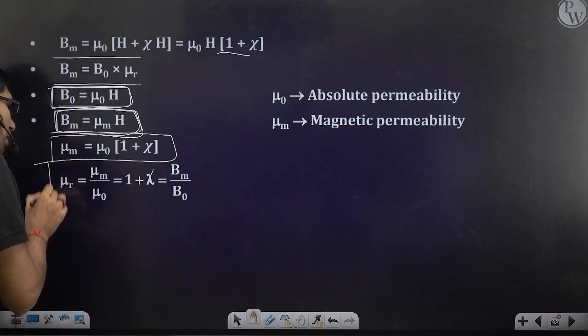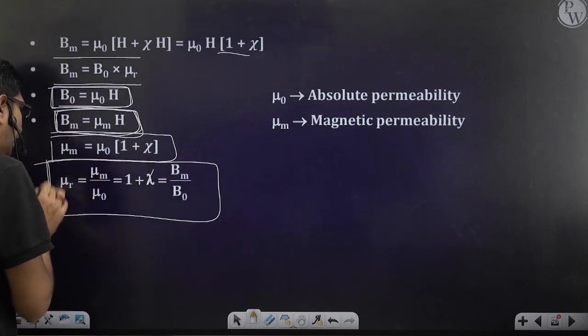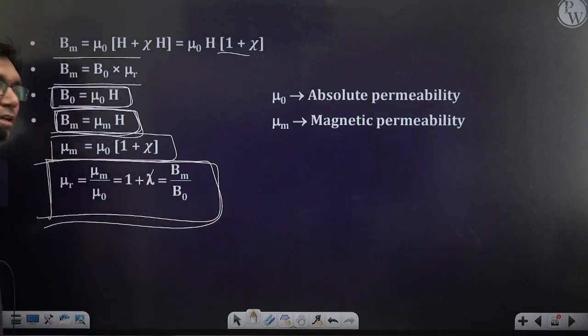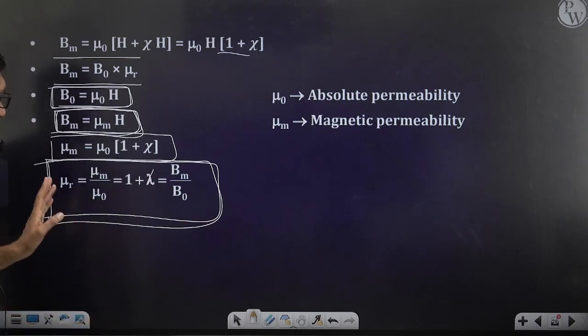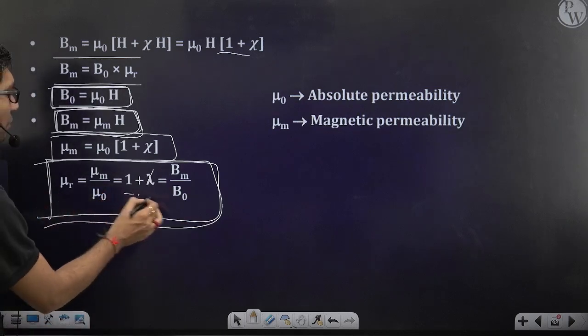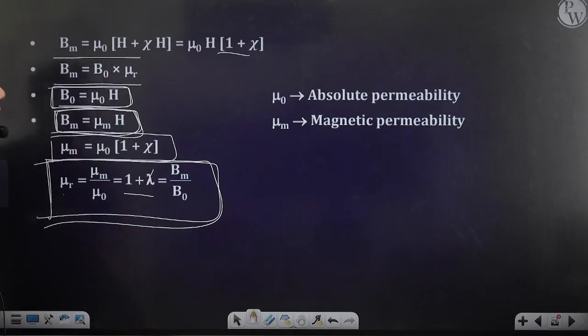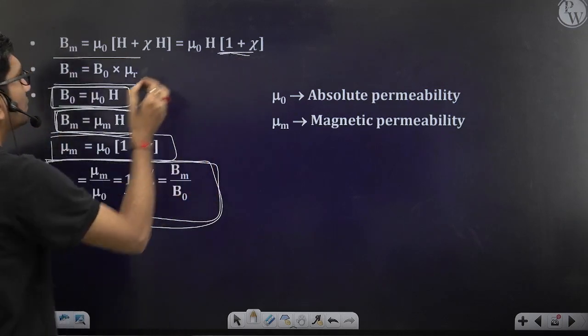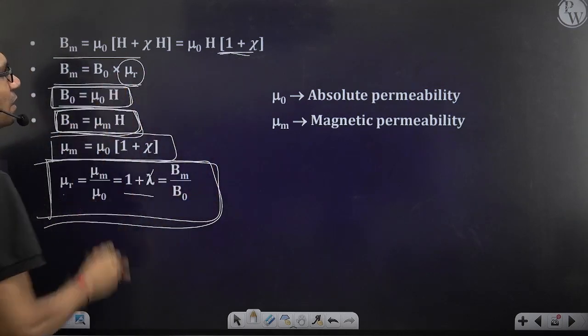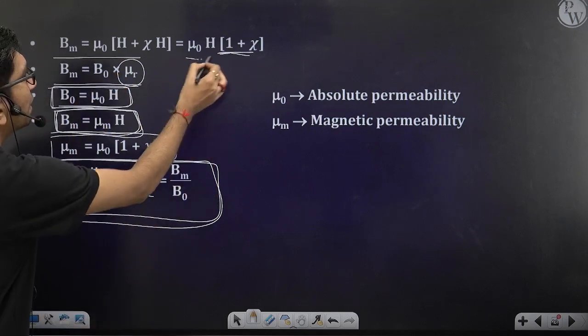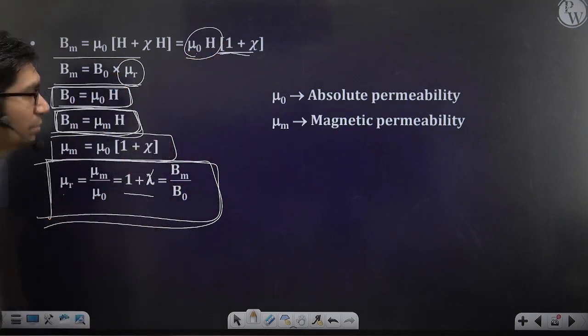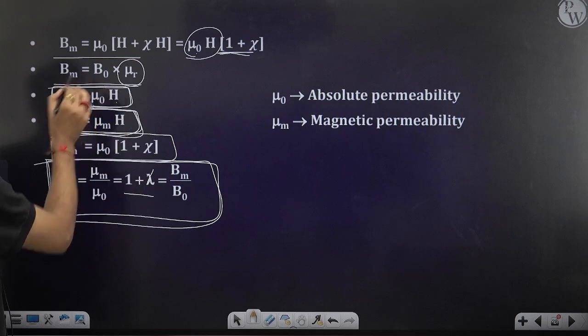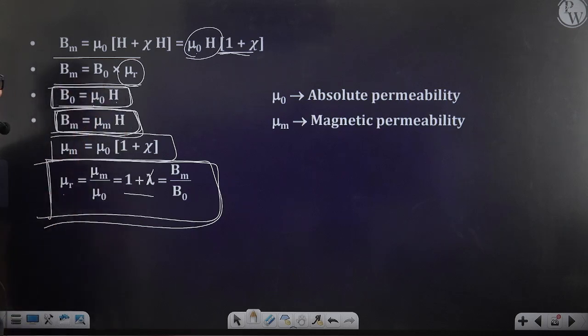Please learn all the formulas. Beta, this is my request. Is it clear for everyone? You go for 1 plus zeta, I am writing the mu r. I have written the mu r, correct? So in place of mu naught into H, I have written B naught. Is it clear?